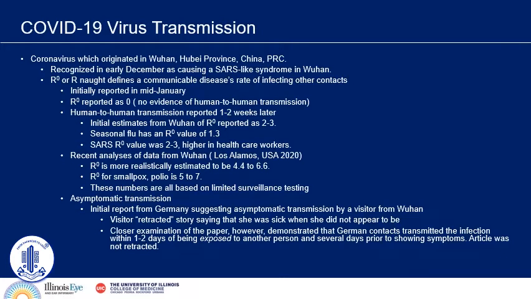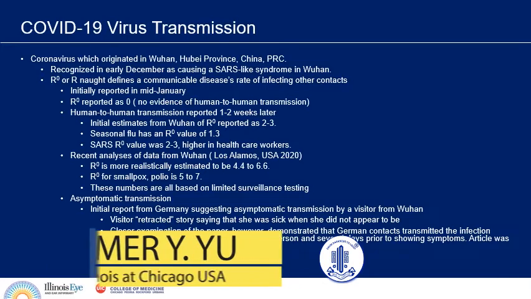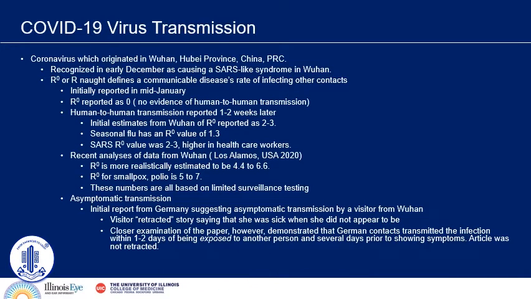I think it's important to look at the background of COVID-19. It is a very unique infection and virus that's causing the current pandemic, as far as providing rationale for some of the changes that we've made to our clinic operations. As you all know, the coronavirus originated in Wuhan, Hubei province in China. It was recognized apparently in early December, if not earlier, as causing a SARS-like syndrome in Wuhan.